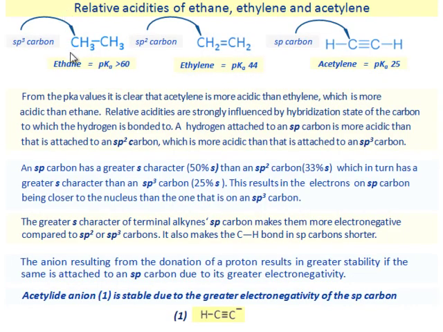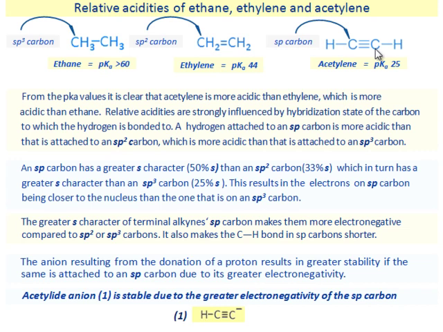Relative acidities of ethane, ethylene, and acetylene. From the pKa values, it is clear that acetylene is more acidic than ethylene, which is more acidic than ethane. Relative acidities are strongly influenced by the hybridization state of the carbon to which the hydrogen is bonded.